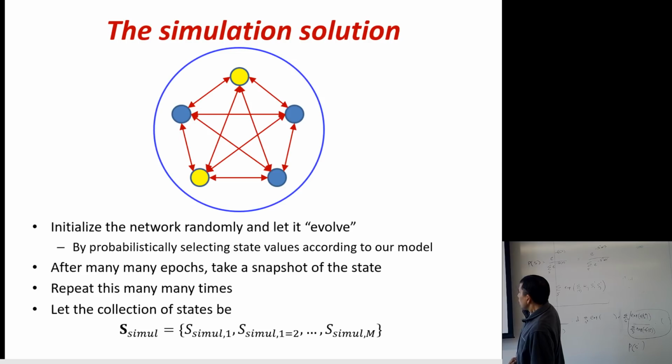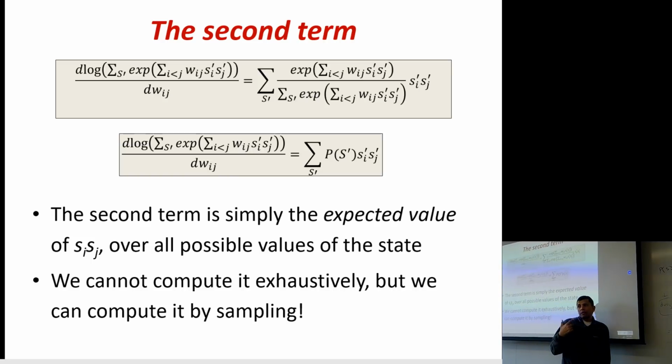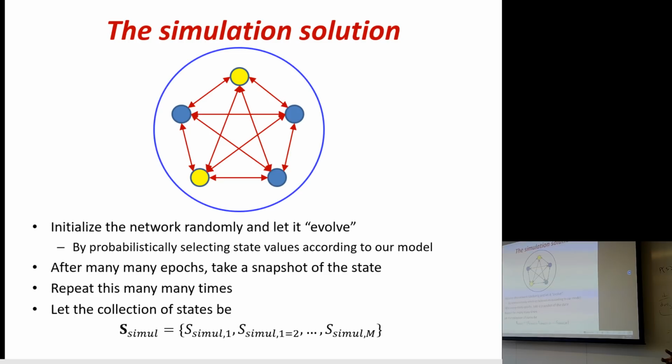So overall, this term cannot be computed, right? This is being summed over every possible state. So there are an exponential number of them. So the way we will do it is we're going to initialize the network randomly, let it evolve, and after many epochs, take a snapshot of the state.